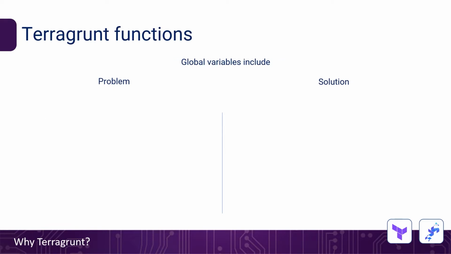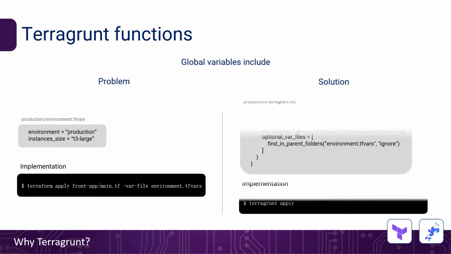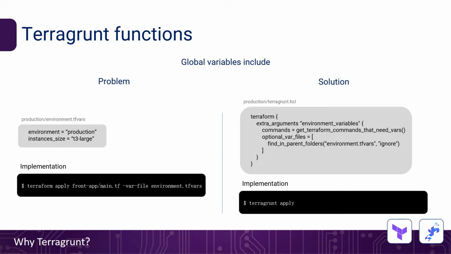The second problem which Terraform cannot resolve yet is including variables by default. For example, you have a variables file which you want to use for a few modules. You can include it when you're running Terraform, but it will require you to always include this option on the command line. Terragrunt resolves this issue in the same way as with the backend. You can put this option in your configuration and always include your variables file. Like in our case, we are importing the environment tfvars file.